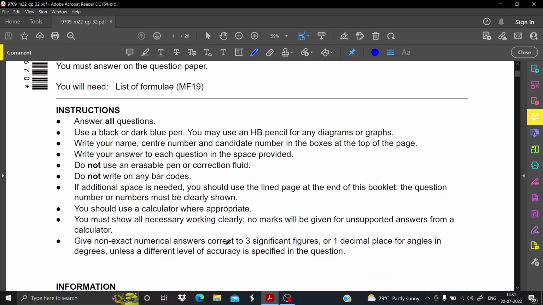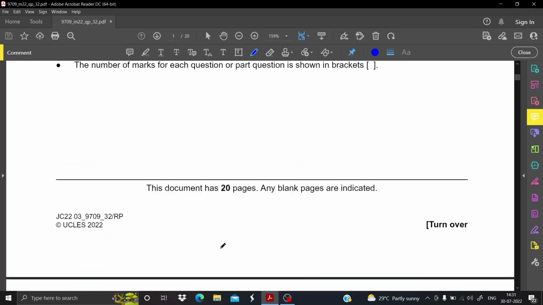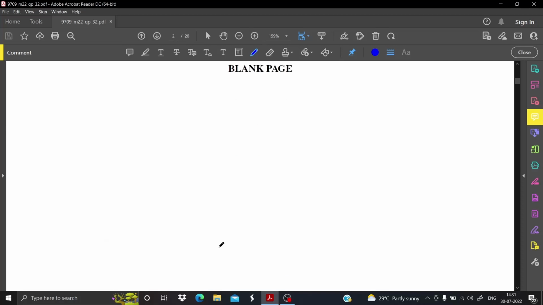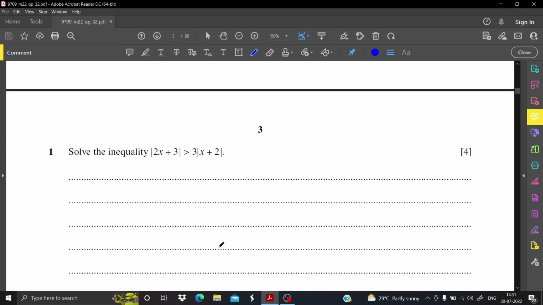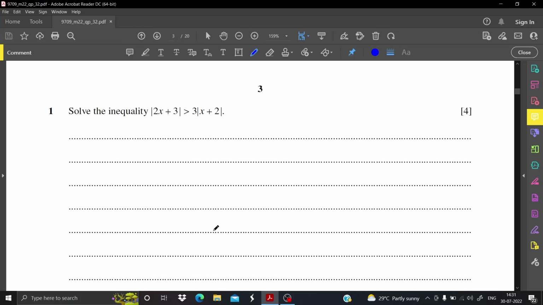So I would like to start off with question number 1. So question 1 is solve the inequality modulus of 2x plus 3 greater than 3 times of modulus x plus 2.